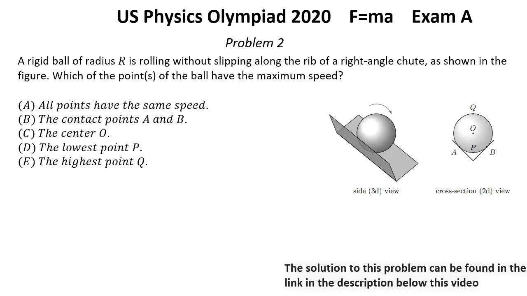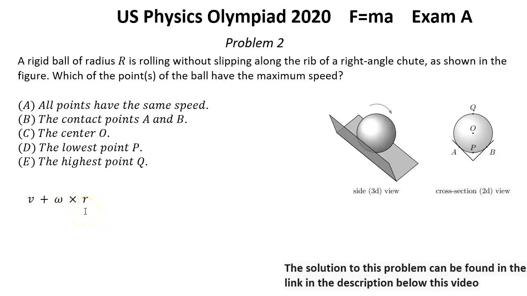Solution for problem number 2. Points A and B must be stationary because they are in contact with the rib and the ball is rolling without slipping. Because the velocity at any point is given by v plus the cross product of omega and radius vector r, where v is the velocity of center point O, omega is angular velocity, and r is the radius vector for any point.